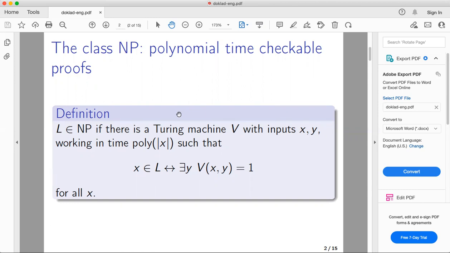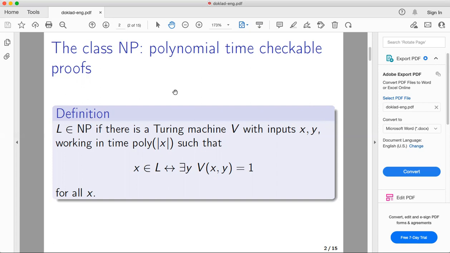Note that the length of Y must be bounded by a polynomial in the length of X, because otherwise we just can't read Y. In this context, Y is sometimes called a certificate or a proof or evidence.